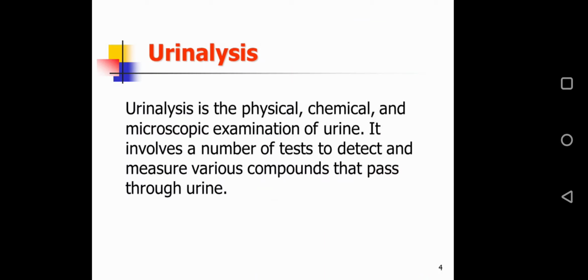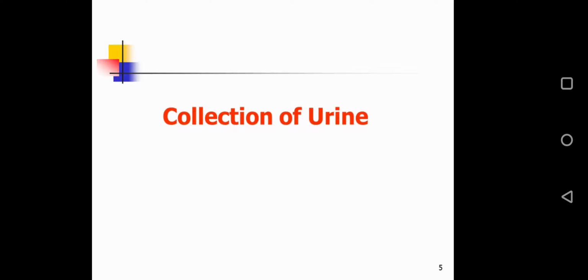Urinalysis is a physical, chemical, and microscopic examination of urine. It involves a number of tests to detect and measure various compounds that pass through urine. In this brief session, we will learn urinalysis from the above three aspects. Before that, let's look at how to collect urine samples.